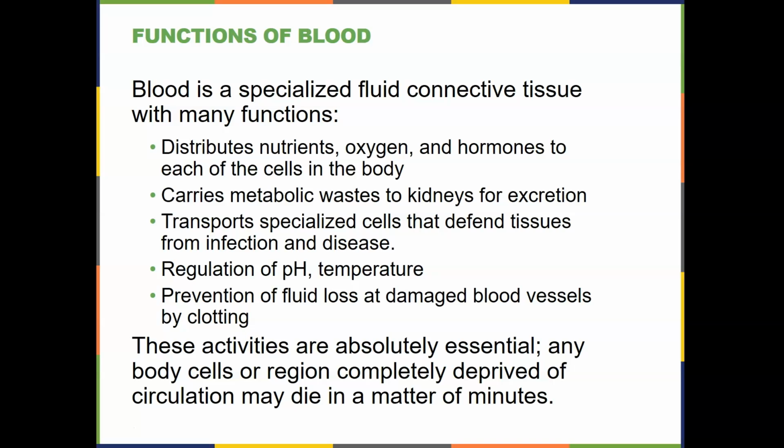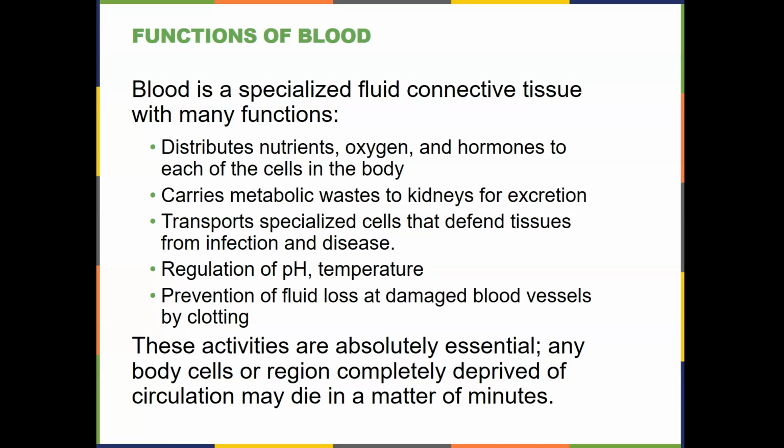It transports specialized cells, the immune system cells, white blood cells, to defend tissues against infection and disease. It helps our bodies regulate pH. The pH of our bloodstream and the pH of our body is very important for maintaining homeostasis. Blood also helps us maintain our temperature. If we are too hot, blood will rush to the blood vessels in your skin, like in your cheeks and in your arms, and it helps us cool off.